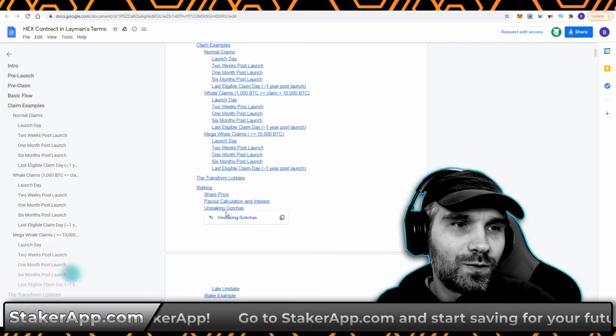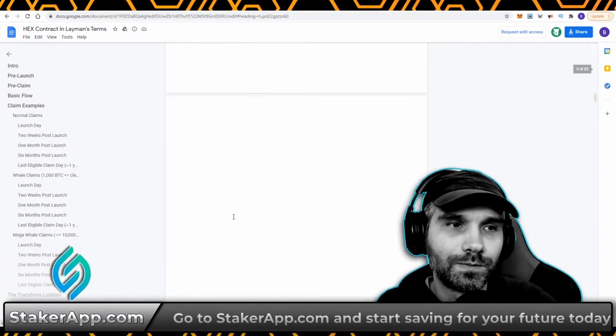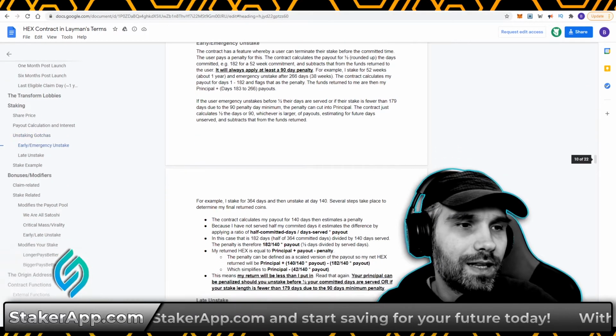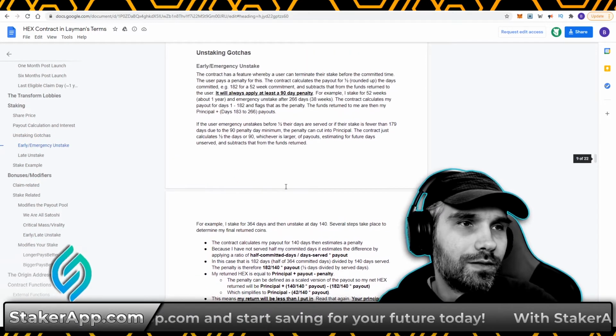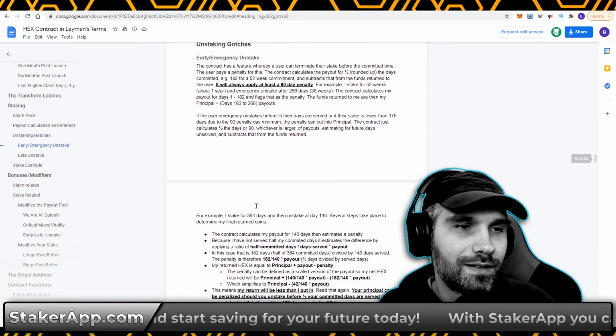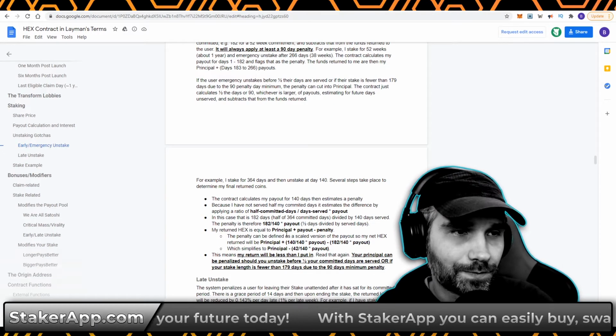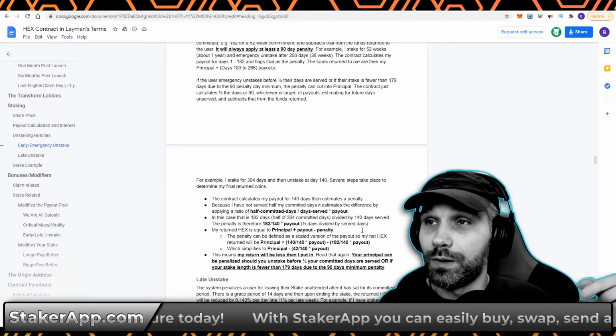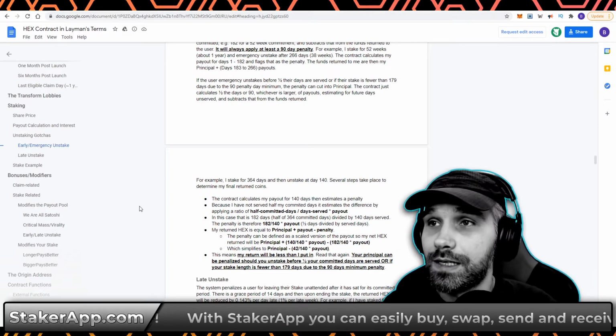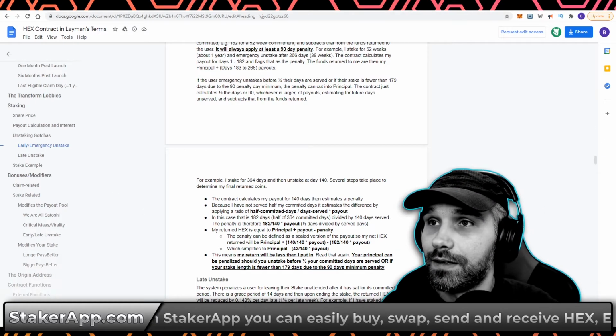Here we're looking for unstaking gotchas. Click there, and that's where we have the formula for early stake penalties, how they are calculated. If you're wondering what I'm talking about, that's basically it.